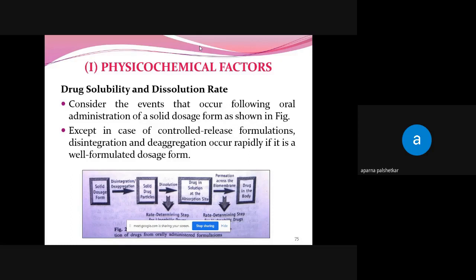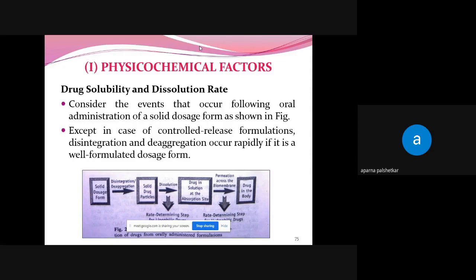So after that, the drug will be available in the body. So the main factor on which the activity is dependent is permeation. And so this permeation is the slowest step for a water soluble drug. And so permeation is termed as the rate determining step for water soluble drugs.